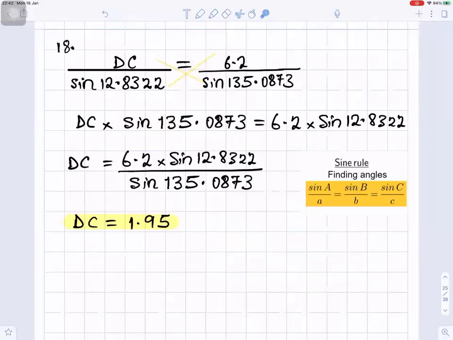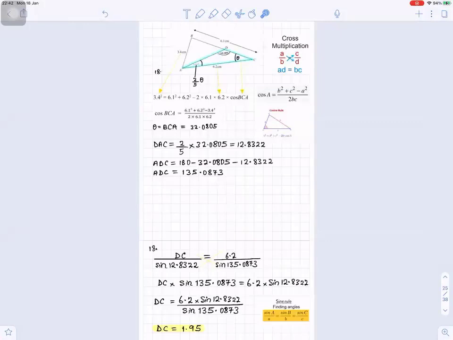And now we can apply the sine rule. DC over sine 12.83 is equal to 6.2 over sine 135. When you cross multiply, DC times sine 135 is equal to 6.2 times sine 12.8. And you divide by sine 135, you will get DC to be 1.95. So this is what we have got for all of question 18.